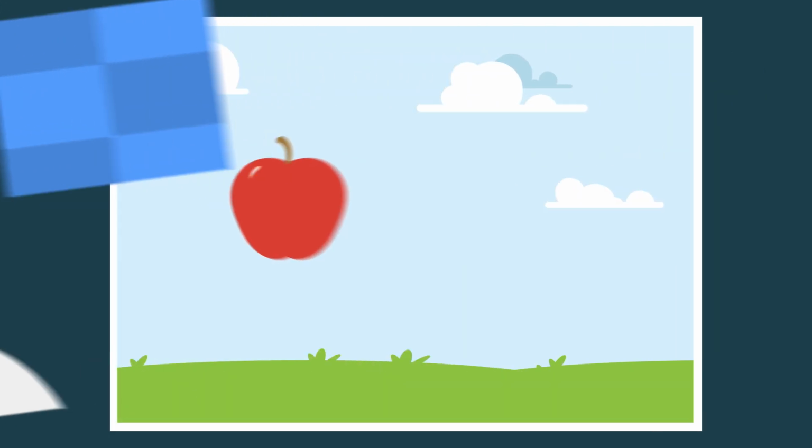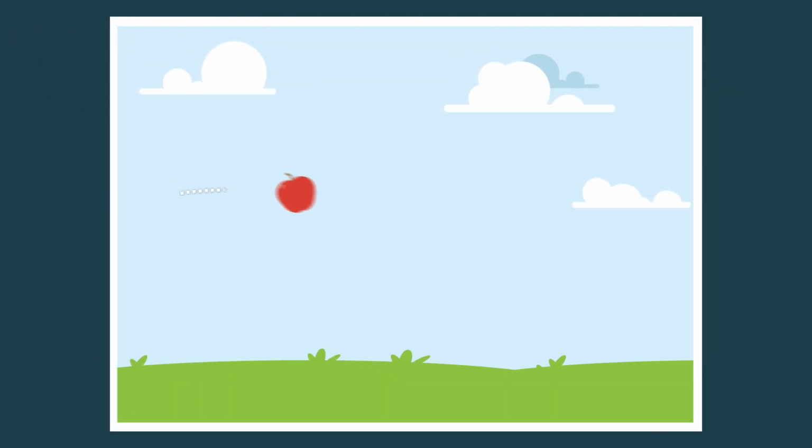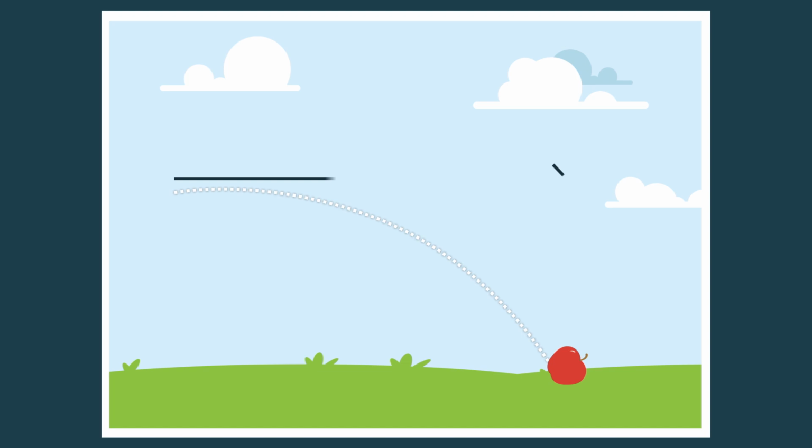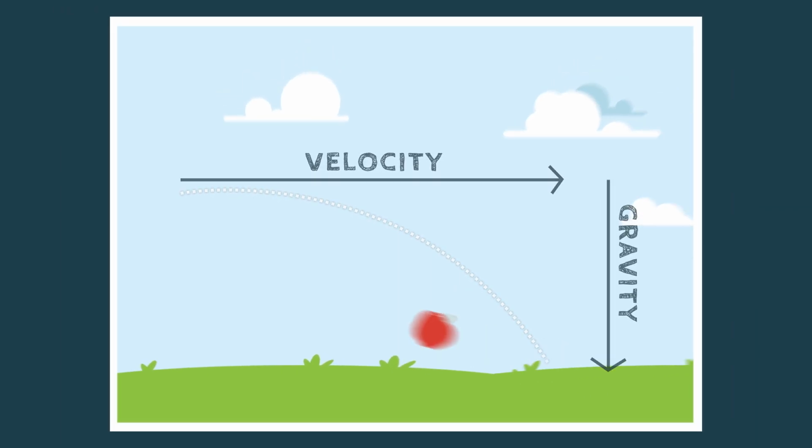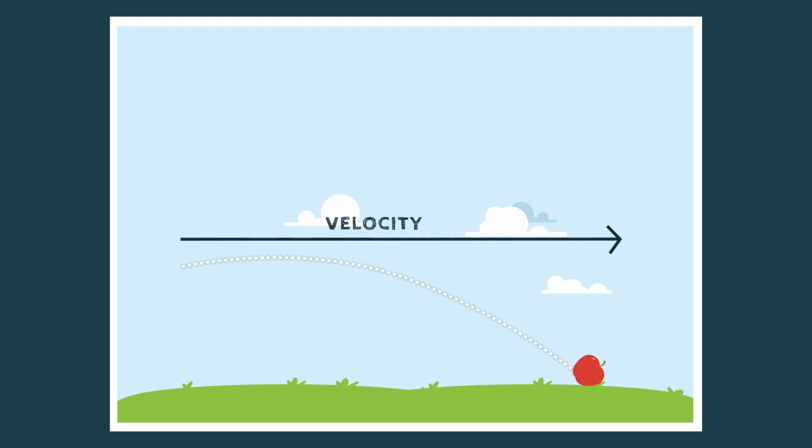Now let's get back to Newton's apple. Imagine you throw an apple. You give it an initial velocity, but gravity is continuously pulling it down. If you throw the apple a little bit faster, it will just take a longer path. The velocity moving forward and gravity pulling it down.